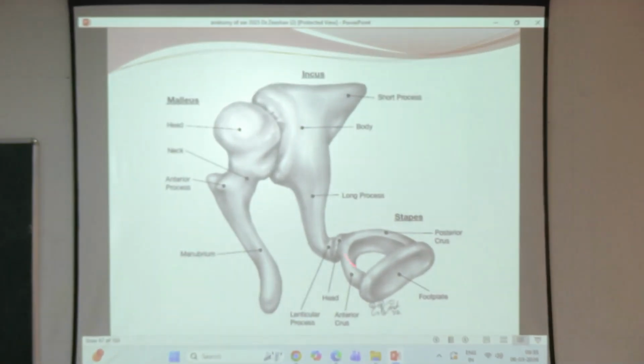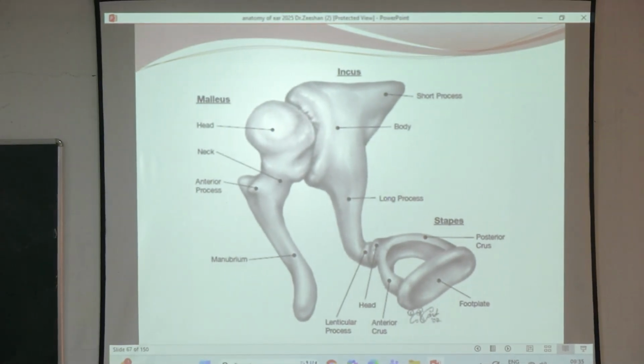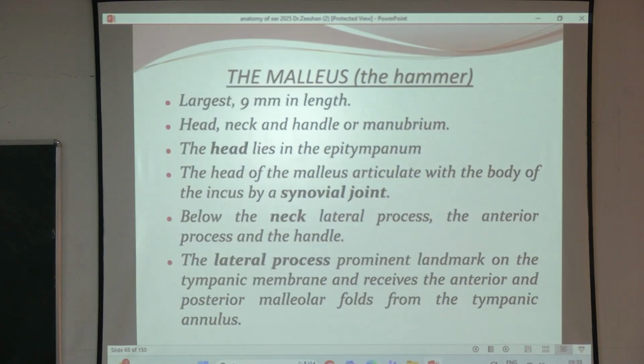This is a very important question: what are the contents of the tympanic cavity? So this is the ossicular chain. This is the malleus, incus and stapes. This is how they are arranged. So the malleus, also called the hammer, is 9 millimeter in length, comprising head, neck and handle, or the manubrium. The head lies in the epitympanic part. The head of the malleus articulates with the body of the incus via a synovial joint. Again, MCQ question: what type of joint is that? It is a synovial joint.